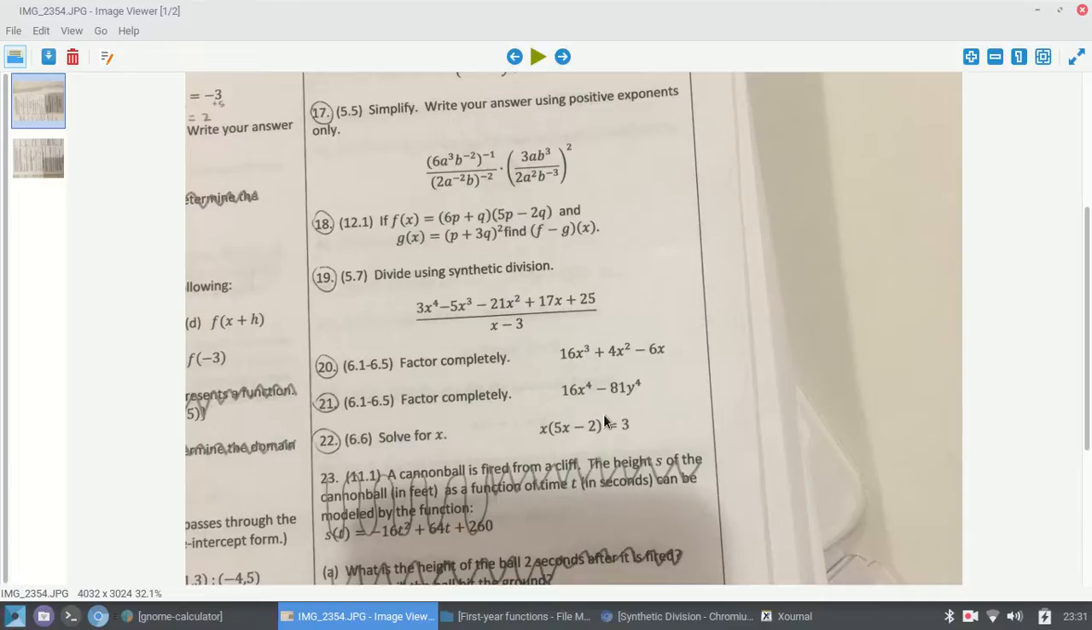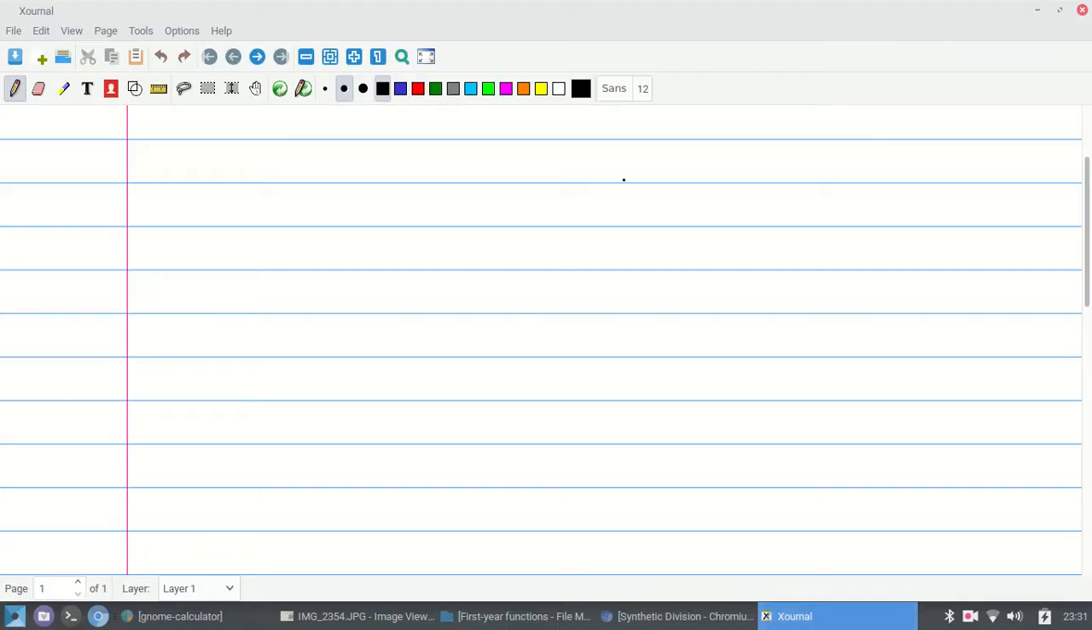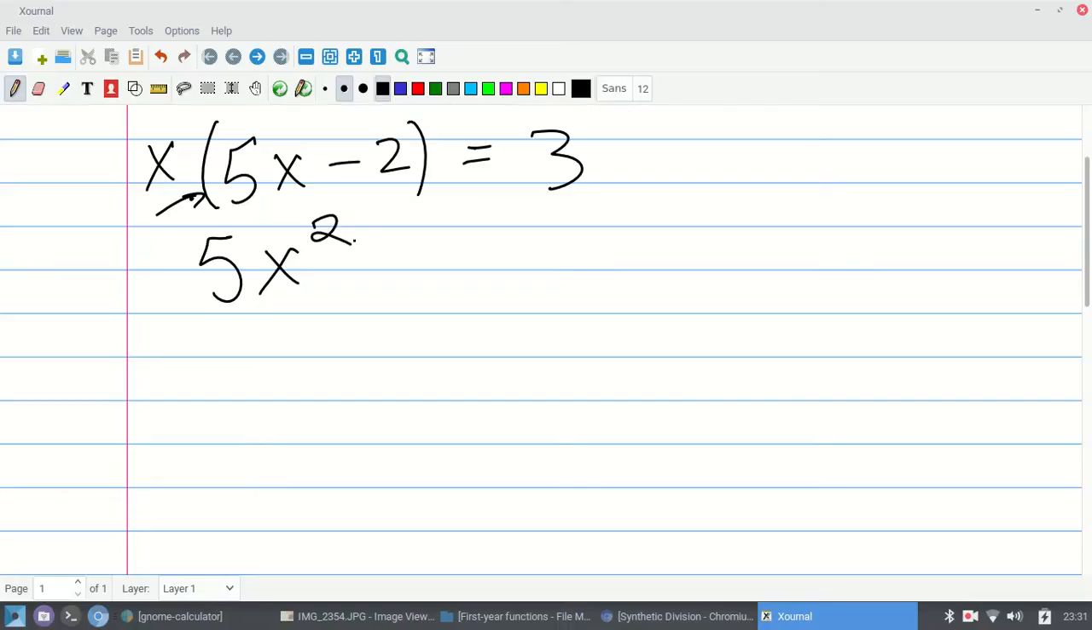Next, solve for x. x times 5x minus 2 equals 3. Not a problem. Very easy. I have to expand the x first, right? So it's going to be 5x squared minus 2x equals 3. Subtract 3 from both sides, right? And I end up getting 0 over here, and a minus 3 on the left side, right?